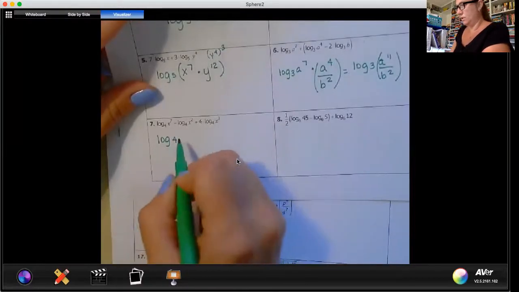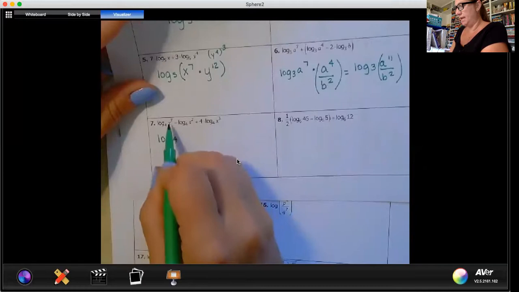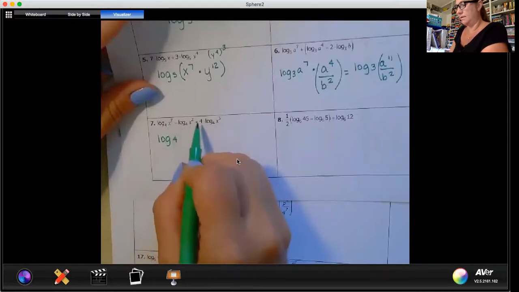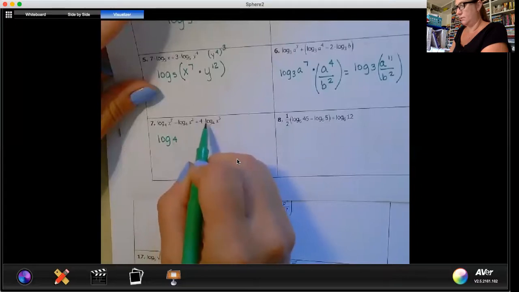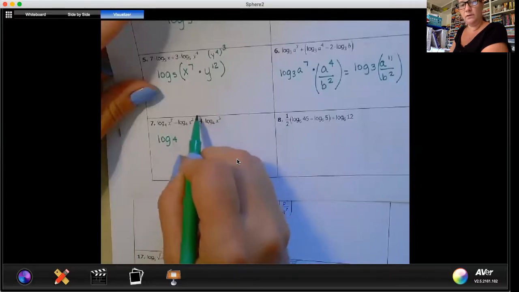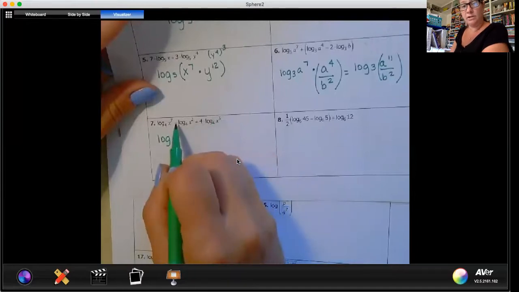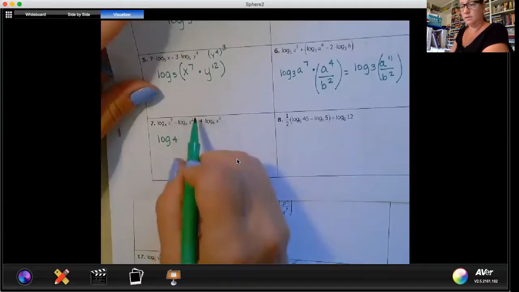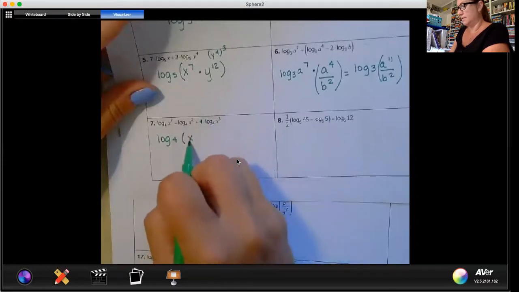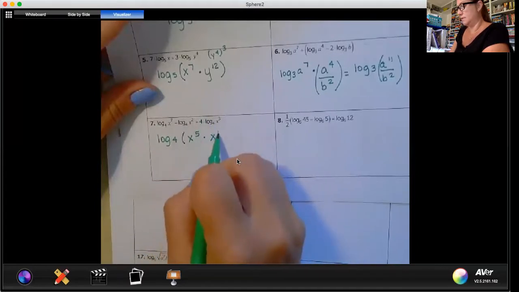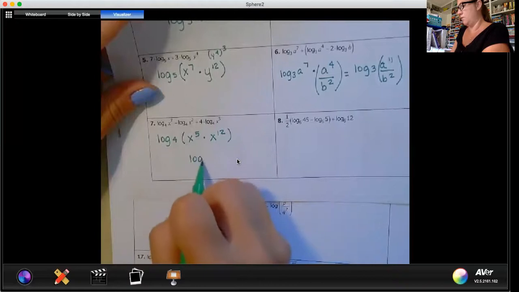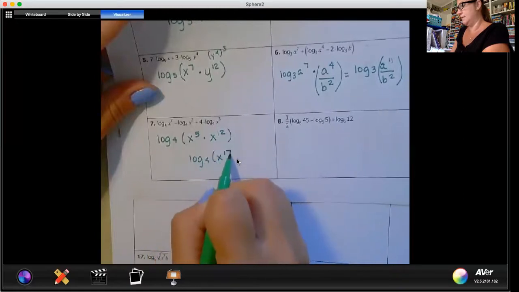Log base 4, we have x to the 7th minus x squared times 4 log base 4 of x cubed. So this 4 is going to go here, so we're going to have another x to the 12th. Subtraction is your division. 7 minus 2 is 5. So we have x to the 5th times x to the 12th, log base 4 of x to the 17th.